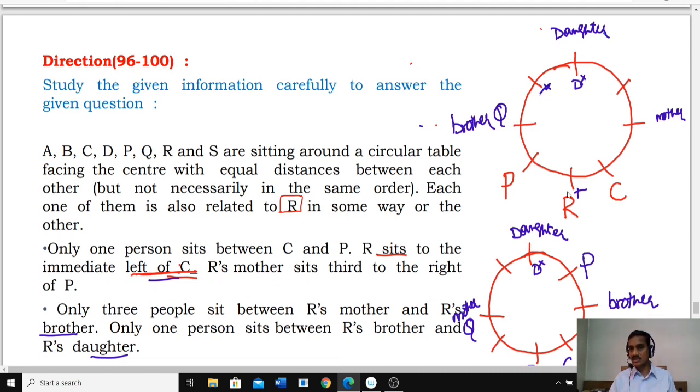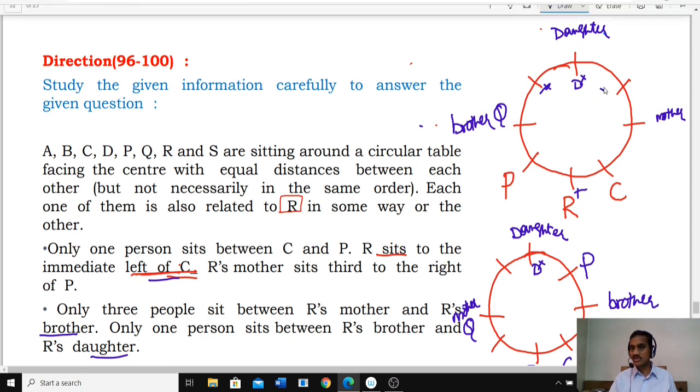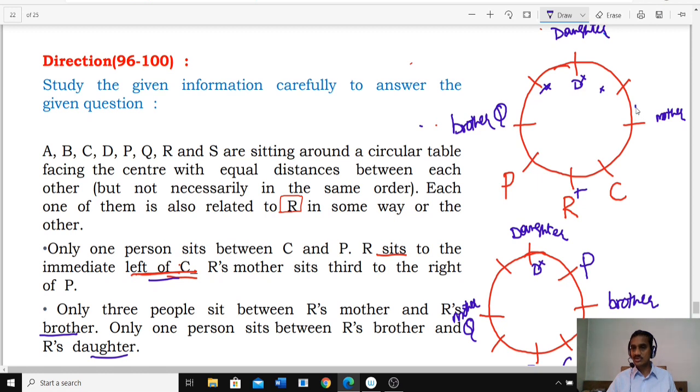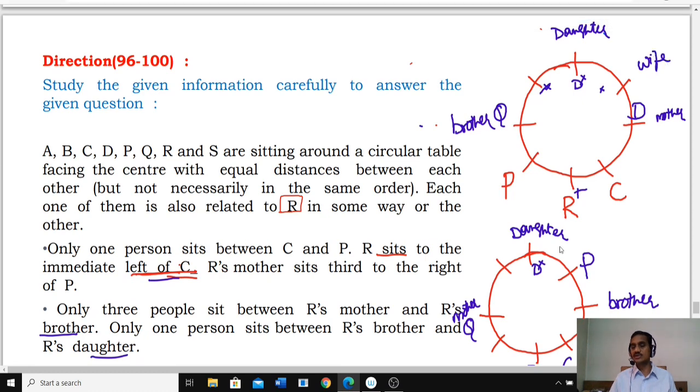Q already undi, P here. E mottam 1, 2, 3, 4, 5, 6 places lo manaki D undakoddu. D ikkada unte, then R's wife sits to the immediate right of D is not possible. E mottam cheppandi, R's wife undali daughter place lo. And daughter ikkada undi kabatti D cannot be here. What is the only possibility we have? D must be at this place. D ikkada unte ikkada evaru undali? R's wife. R's wife sits to the immediate right of D.